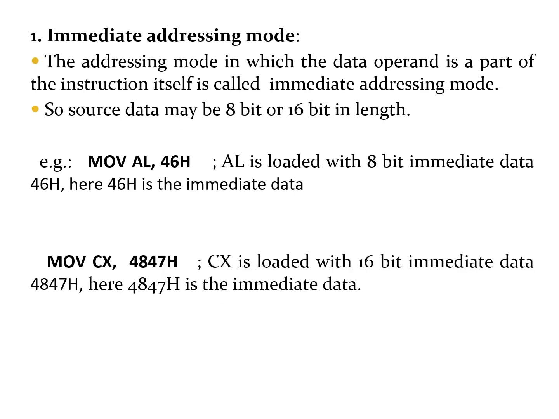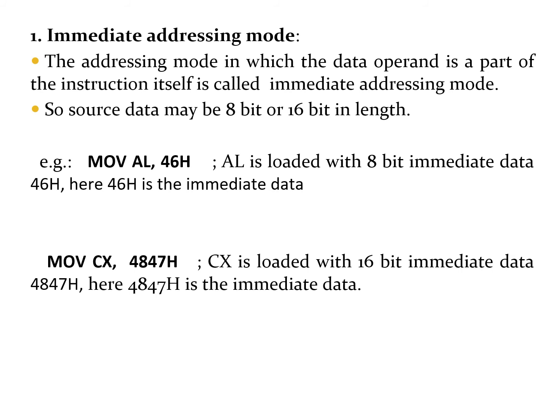First is immediate addressing mode. In this mode, the data operand is a part of the instruction itself. That means in the source, 8-bit or 16-bit data is directly given. For example, MOV AL, 46H. AL is the register where you want to shift 46H. 46H is the immediate data, which is 8-bit, that you want to shift into AL.